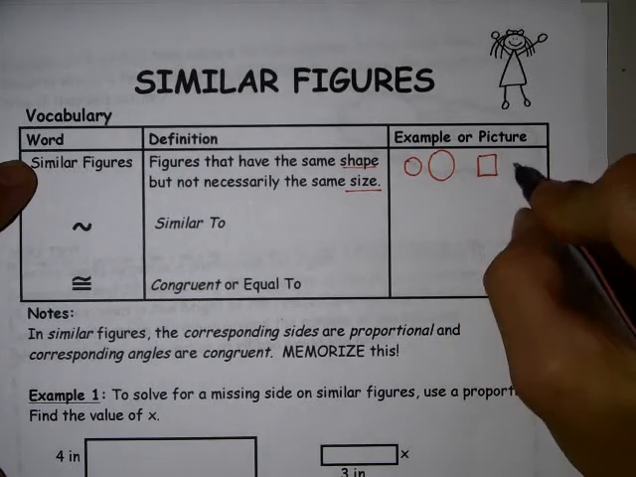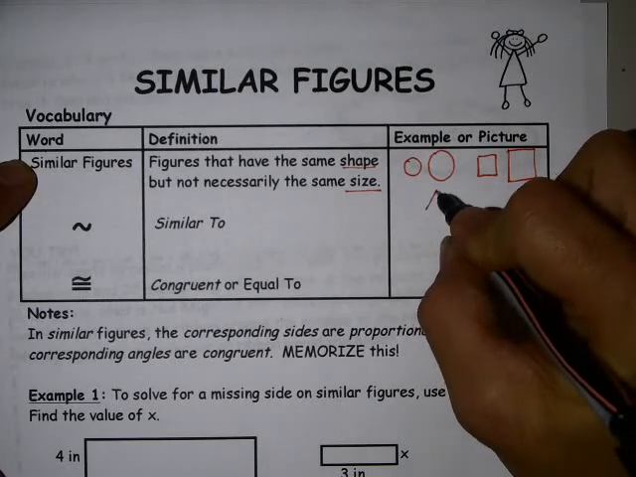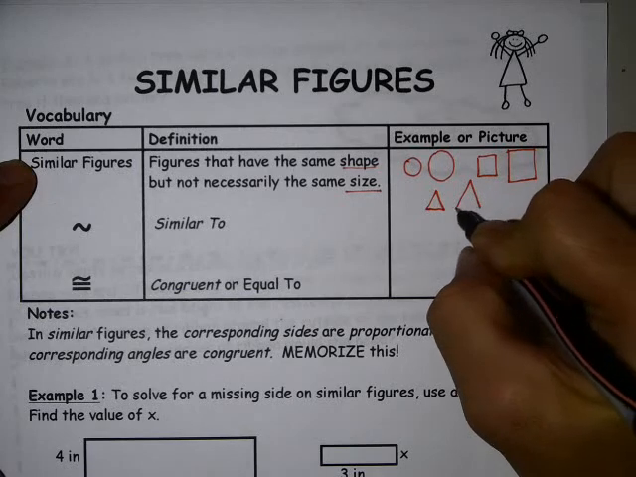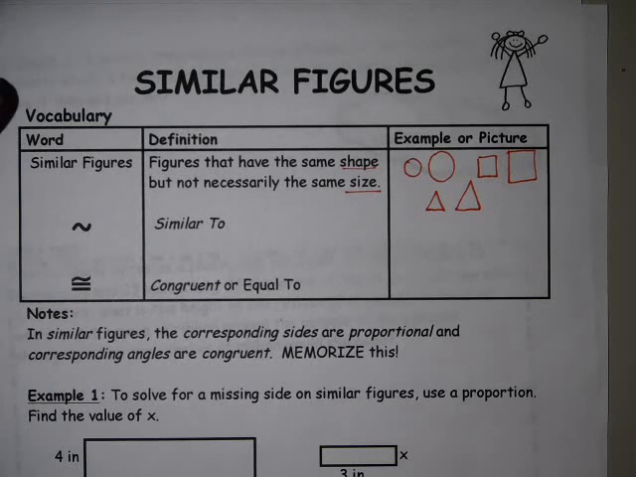Squares are all similar to all other squares. And equilateral triangles are similar to all other equilateral triangles. So just thought we'd give you a few different examples, just to remind you, it doesn't matter the shape, doesn't matter the size, they have the same shape, so therefore they are similar.